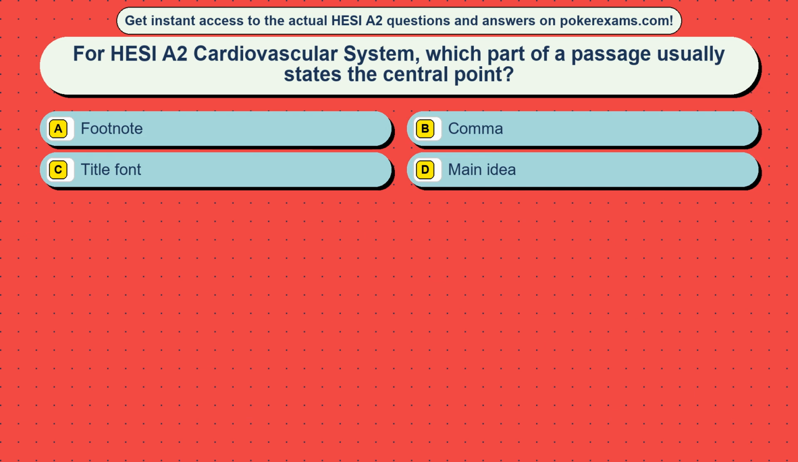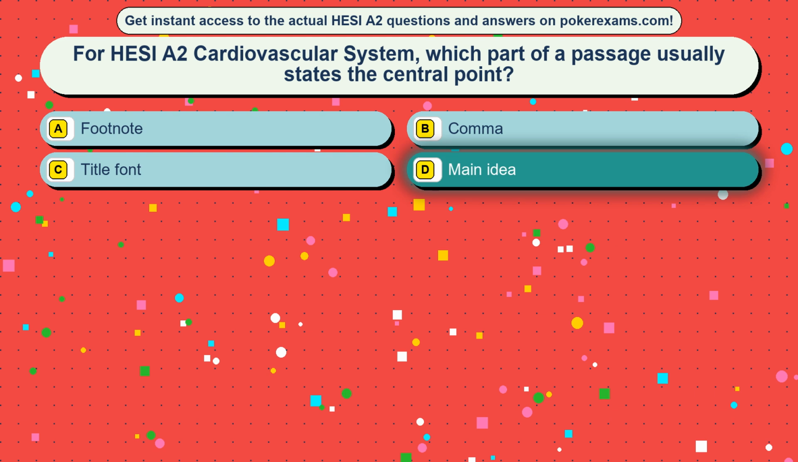Question 22. For HESI A2 cardiovascular system, which part of a passage usually states the central point? Option A, footnote. Option B, comma. Option C, title font. Option D, main idea. The correct answer is option D, main idea.